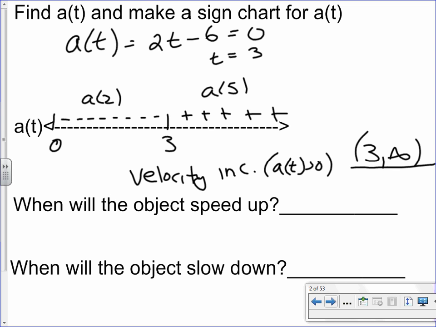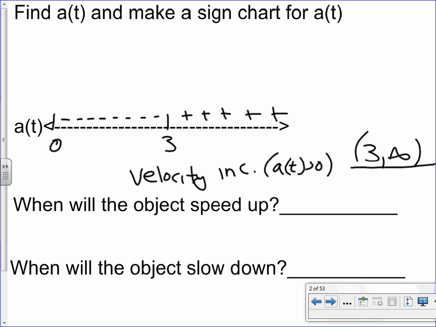So my answer would have been from 3 to infinity. The reason I just threw that in there is because the real question I asked is when will the object speed up? Speed increasing is not the same as velocity increasing. When you're looking for when an object speeds up, when the speed is increasing, you have to find out when velocity and acceleration have the same sign. So you want to look at the sign charts for velocity and acceleration together and find those intervals where they're either both positive or both negative.